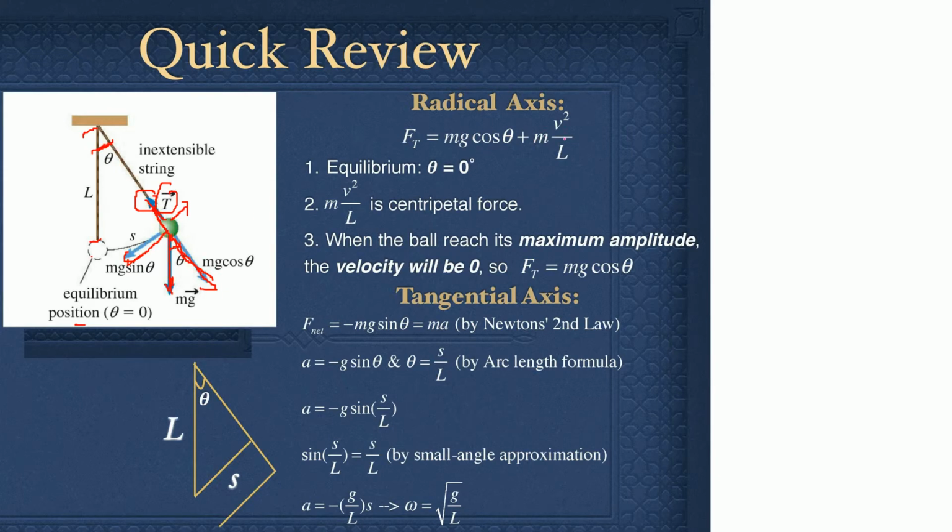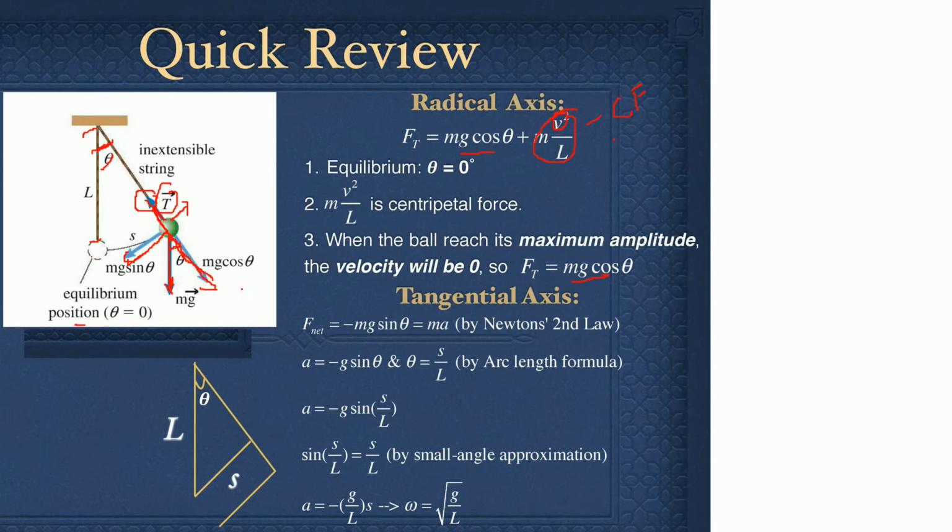Two forces are there, we added. At equilibrium, as we said, theta equals 0, and this is nothing but the centripetal force. When the ball reaches its maximum amplitude, the velocity will be 0. So this T will be simply mg cos theta. If you put velocity 0 here, it will be just mg cos theta. So that is T at the maximum amplitude.